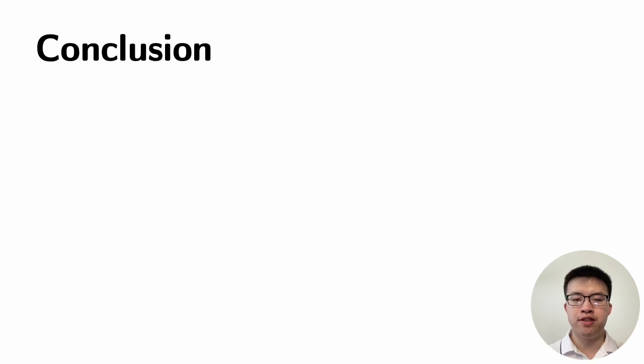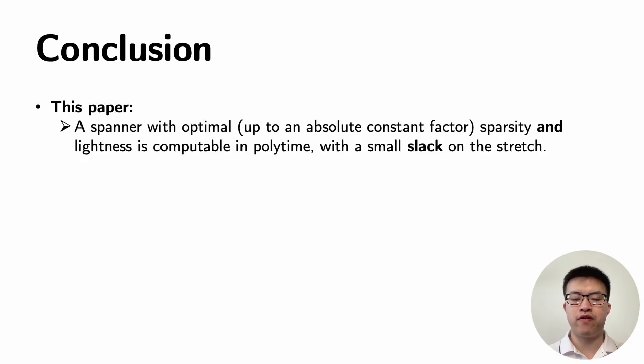In conclusion, in this paper, we have proven that a spanner with optimal, up to an absolute constant factor, sparsity and lightness is computable in polynomial time with a very small slack on the stretch, and there's almost no dependence on the dimension in the slack.